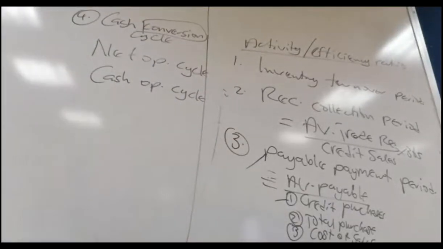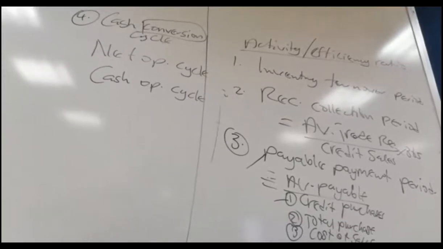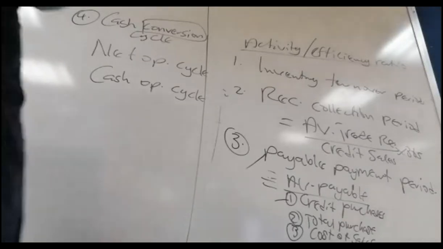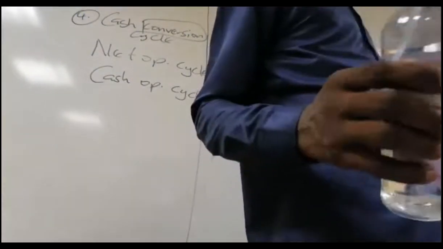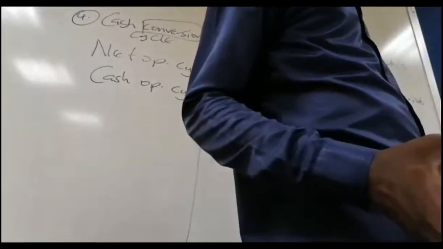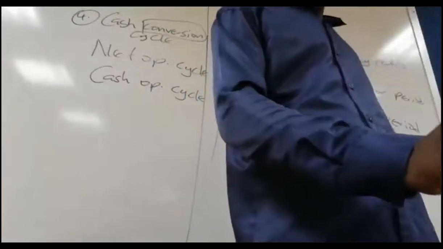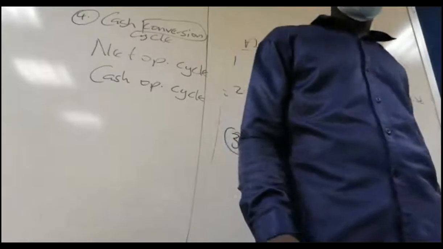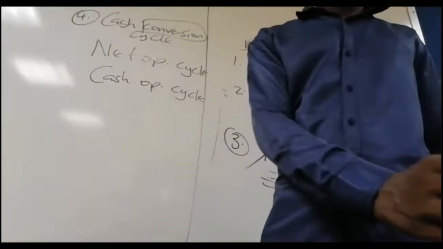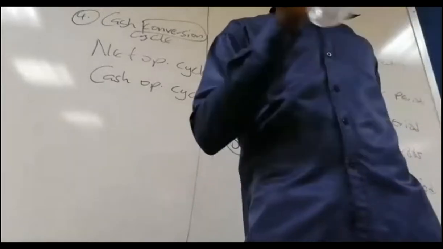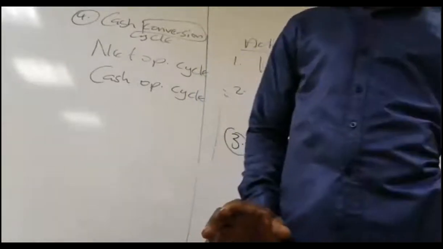So how long does it take the organization to convert investment in inventory into what? Cash. So if you have used all your investment to buy a product and then you are going to sell it, how long will it take you to recoup whatever you spent on this? That is the cash conversion cycle. It starts from you buying the goods, how long the goods will take with you, and you sell it to the next customer.